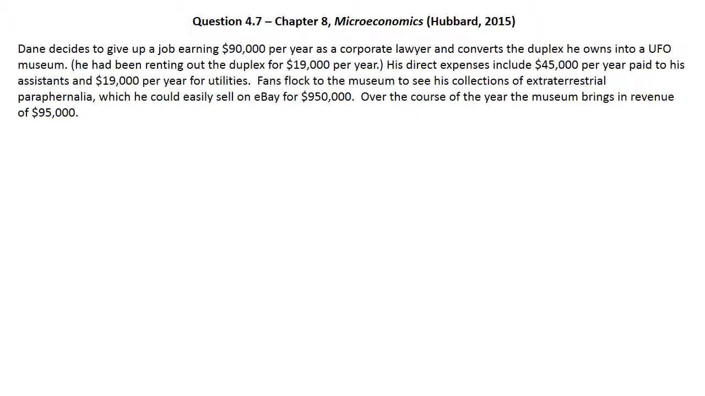His direct expenses include $45,000 per year paid to his assistants and $19,000 per year for utilities. Fans flocked to the museum to see his collections of extraterrestrial paraphernalia, which he could easily sell on eBay for $950,000. Over the course of the year, the museum brings in revenue of $95,000. So the first question says, how much is Dane's economic profit for the year?